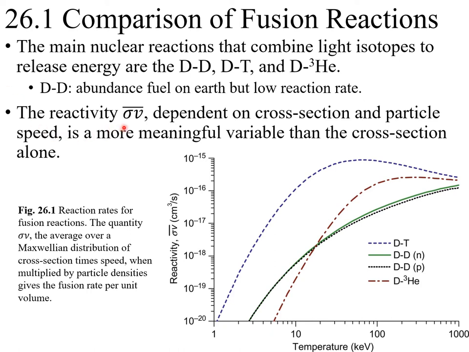The reactivity sigma times v depends on cross-section and particle speed. It's a more meaningful variable than the cross-section alone to represent the reaction rate. This figure shows the reaction rate for the fusion reactions. The x-axis is the temperature of the plasma, and the y-axis is the reactivity. You will see that the DT reaction is highest, while the DD reaction is relatively low. It means that it will be much easier to make the reaction happen for the DT reaction compared to the DD reaction, because the y-axis is the log scale.